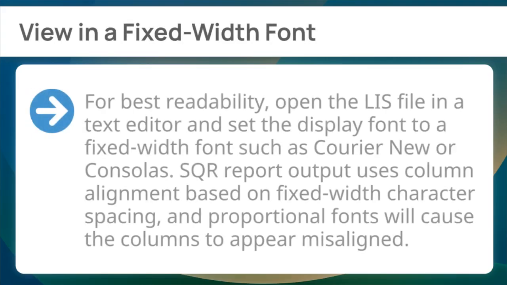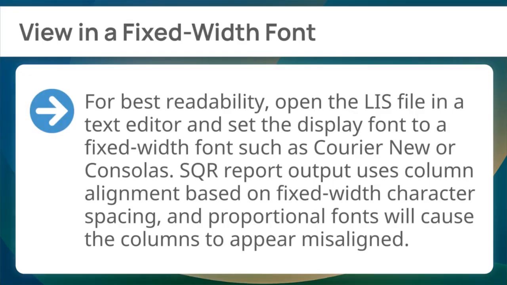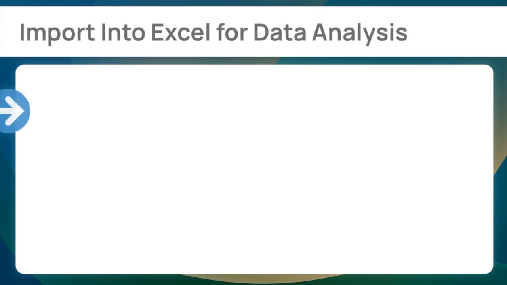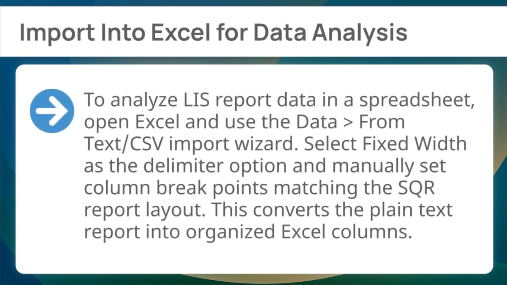Next, view in a fixed-width font. For best readability, open the LIS file in a text editor and set the display font to a fixed-width font such as Courier New or Consolas. SQR report output uses column alignment based on fixed-width character spacing, and proportional fonts will cause the columns to appear misaligned.